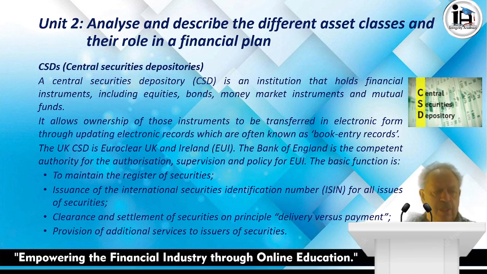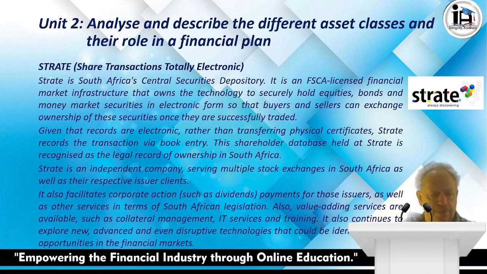The UK CSD is Euroclear UK and Ireland, EUI. The Bank of England is the competent authority for the authorization, the supervision, and the policy for the EUI. The basic functions are to maintain the register of securities, issuance of the International Securities Identification Number, ISIN, for all issues of securities, the clearance and settlement of securities on a principal, delivery versus payment basis, and the provision of additional services to issuers of securities.